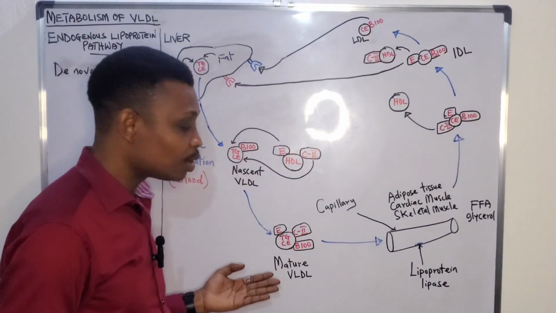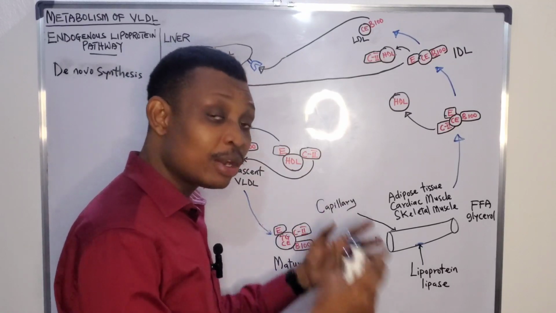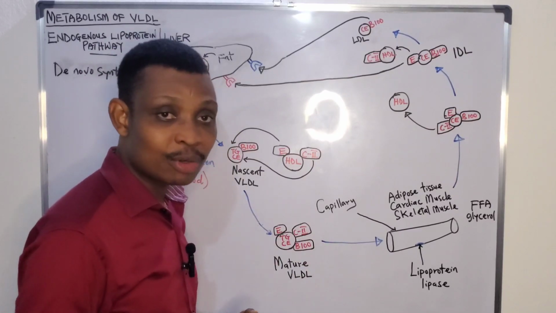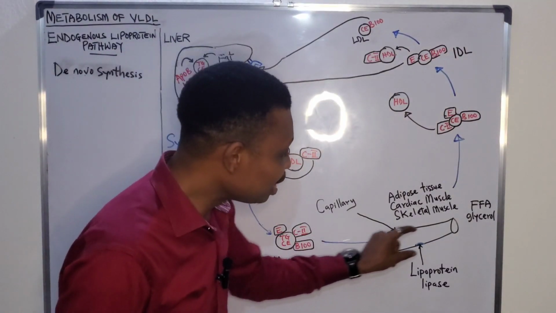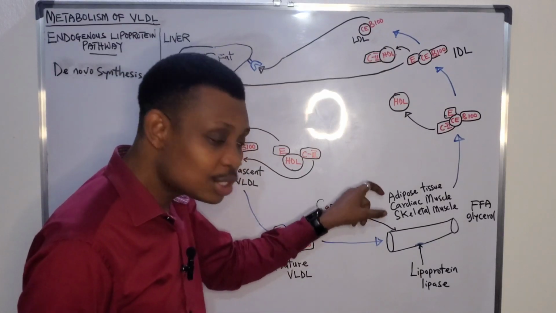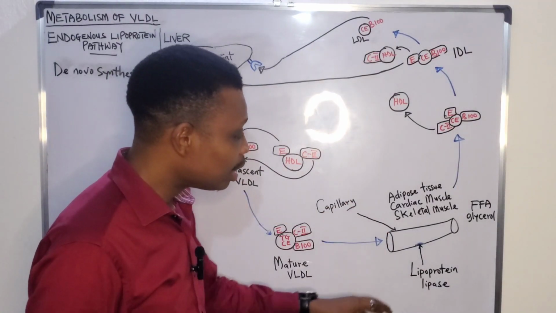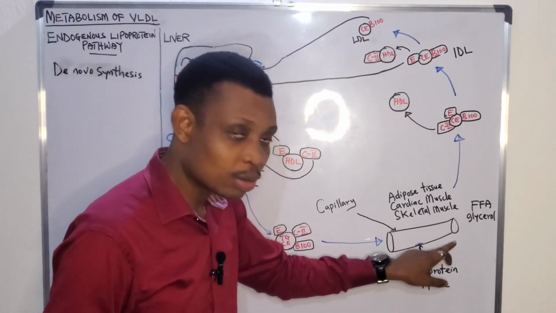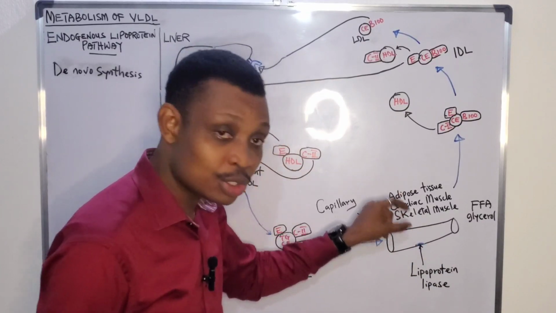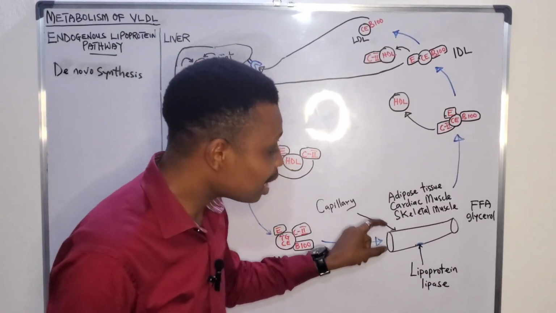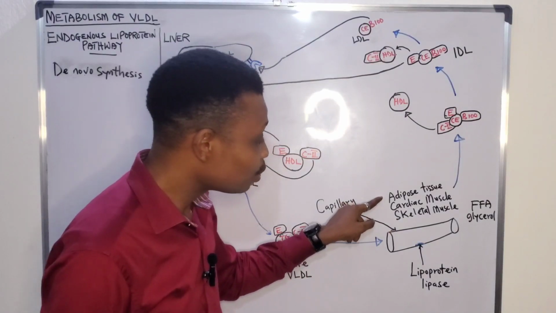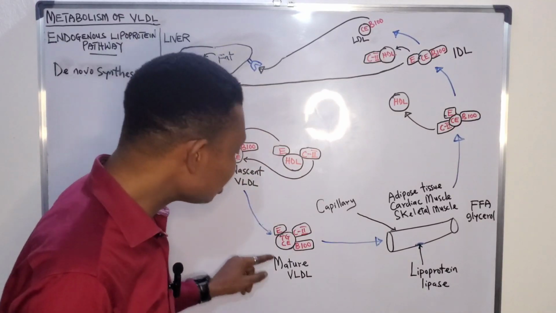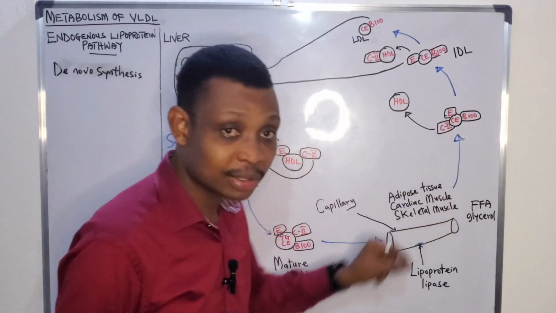So the mature VLDL contains the ApoE, ApoC2, and ApoB100. Once this is mature, it will be carried by the circulation to various peripheral tissues, such as the adipose tissue, the skeletal muscle, and the cardiac muscle. An enzyme called lipoprotein lipase is located on the wall of the capillary of these tissues. And then this mature VLDL passes through the capillaries.